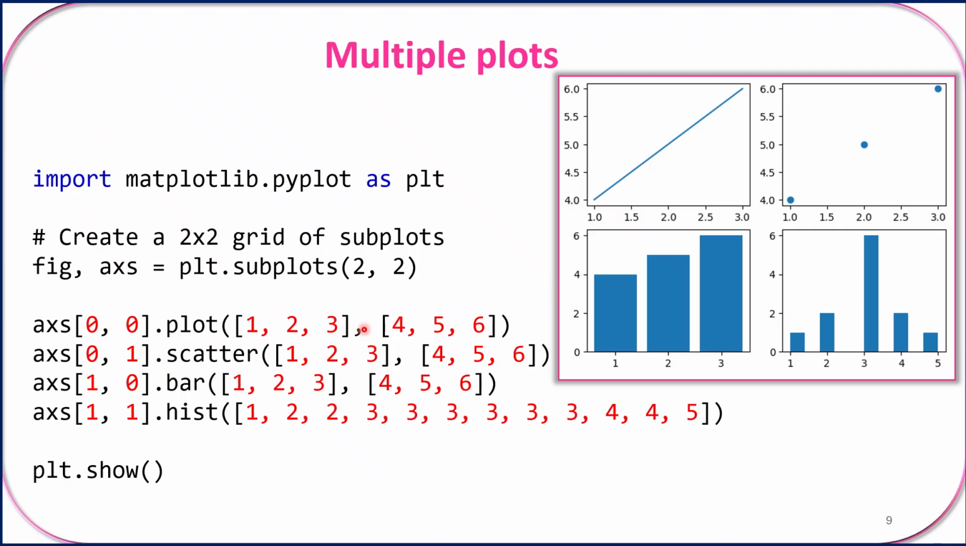So corresponding values are given here, and the type of plot is given as plot, scatter, whatever way you want. Accordingly, the placement value is given here, the type of plot is given here, and the values are correspondingly given. At last, we'll put it as plt.show.